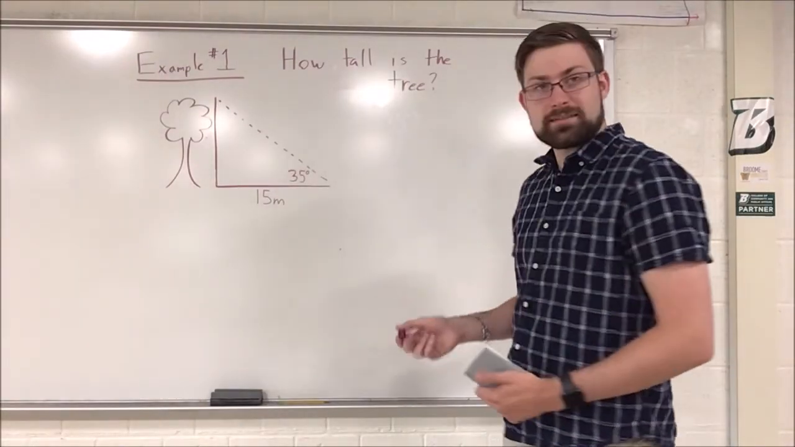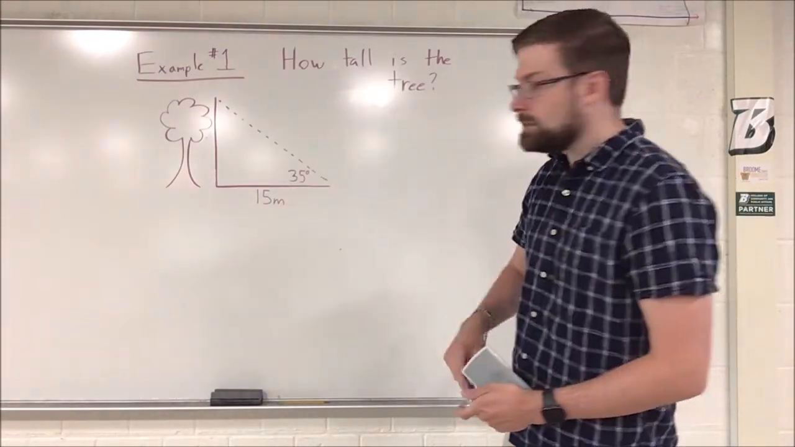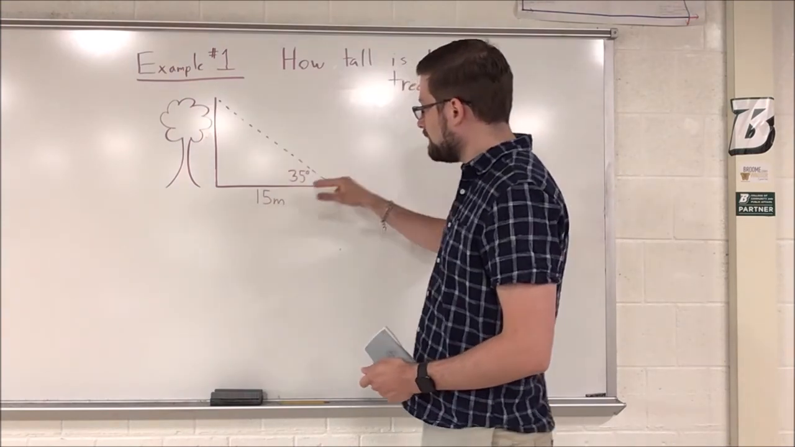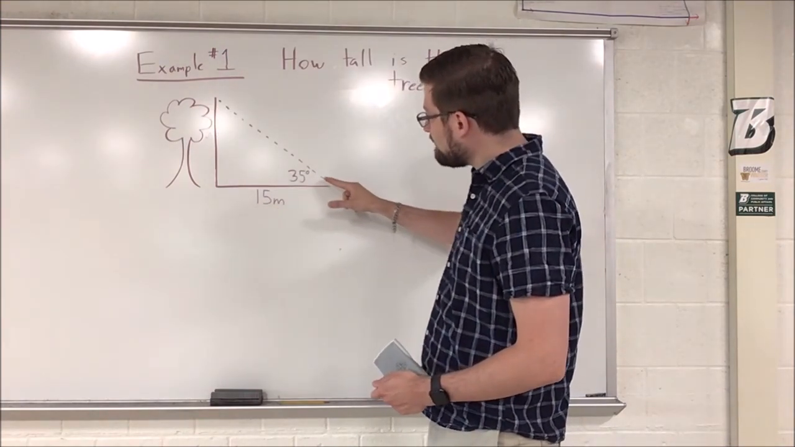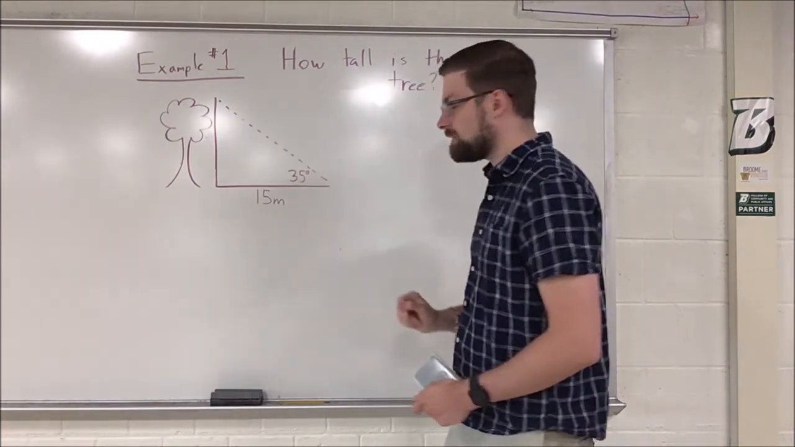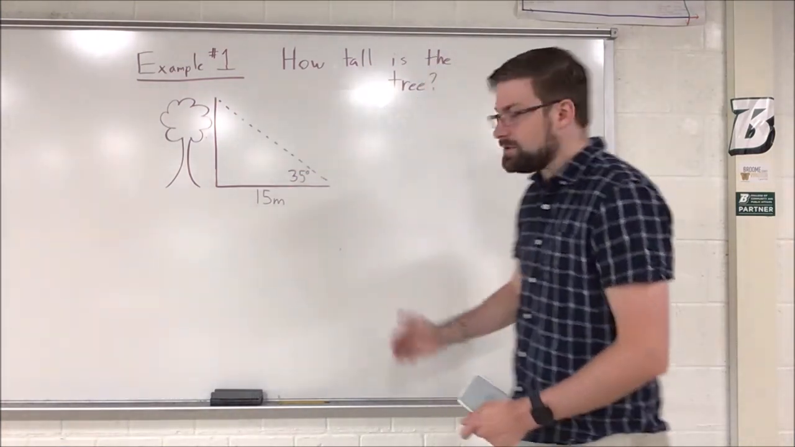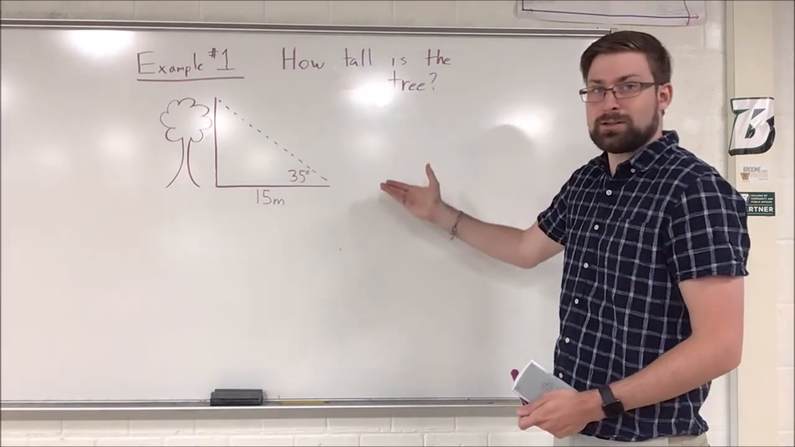Okay, so we have our first example problem. We have a tree, and it casts a shadow 15 meters long, and it makes a 35-degree angle with the top of the tree. So the question is, how tall is the tree?